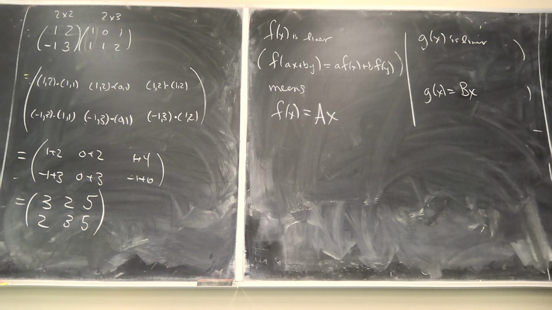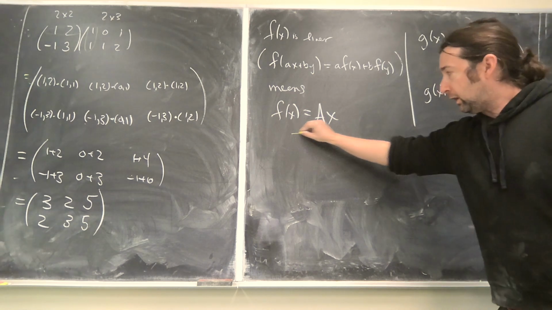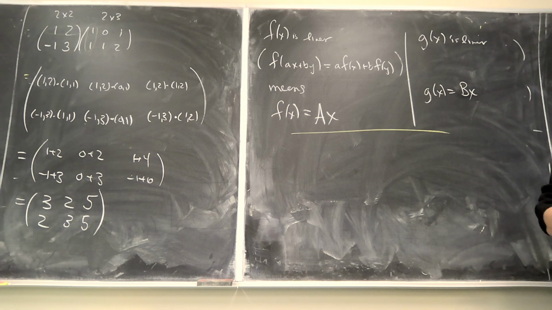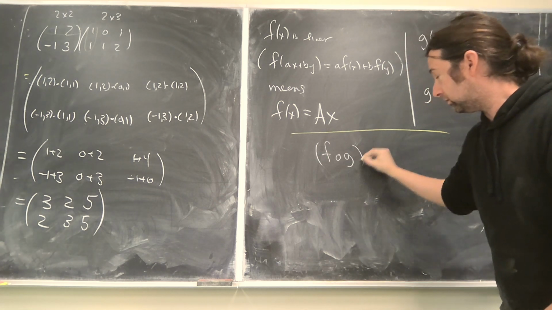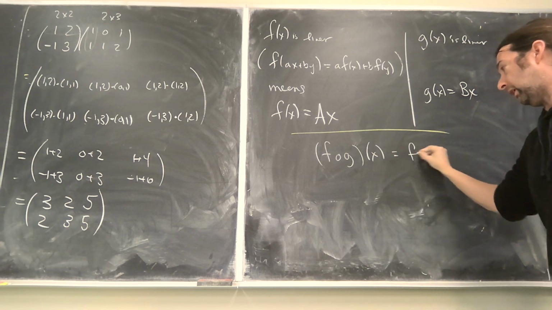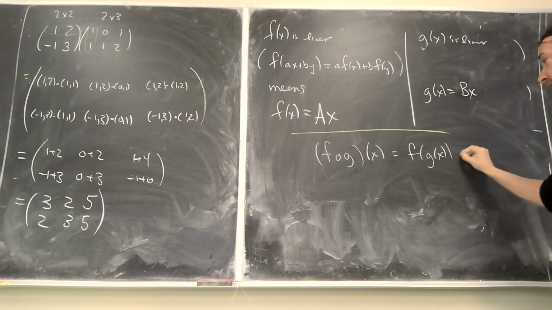And the idea of matrix multiplication is, if I took these two functions and I composed them, if I took f and I composed it with g, so that I was looking at f of g of x, this is also linear.